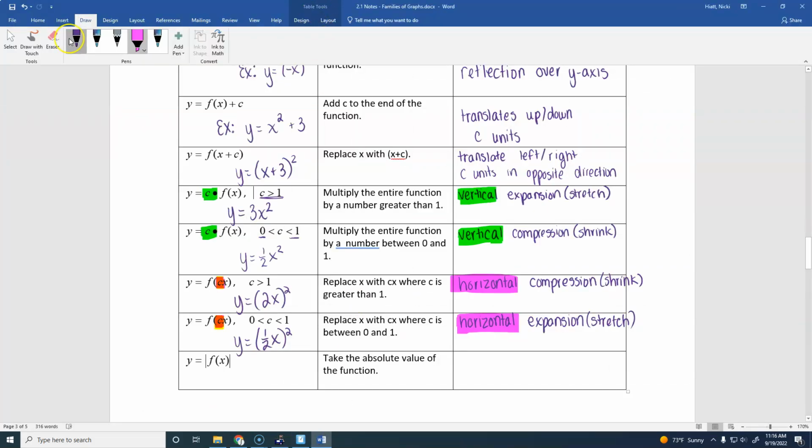So those are kind of weird. So it reflects negative portions of the graph over the x-axis. That's one you may not have looked at in Math 3. Okay, questions there?